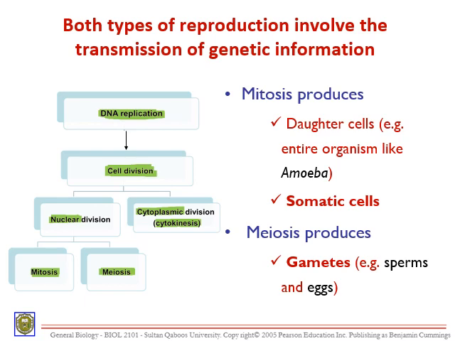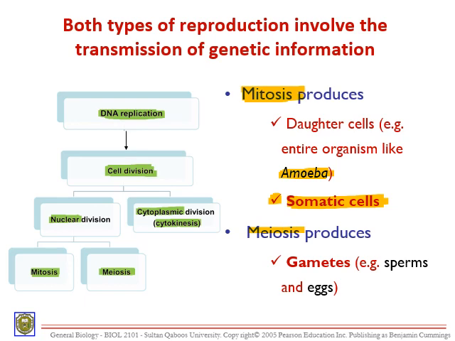Okay, now let's have a look at mitosis first. In mitosis, the daughter cells that are produced can be an entire organism like amoeba. Remember, amoeba is unicellular, so the division of that single cell is going to result in another organism. And mitosis produces somatic cells. What are somatic cells? They are all body cells except for sexual cells. For example, lung cells, heart cells, skin cells, brain cells, these are all somatic cells.